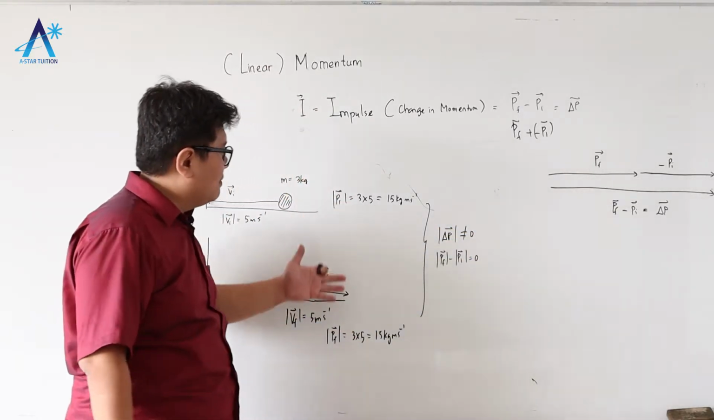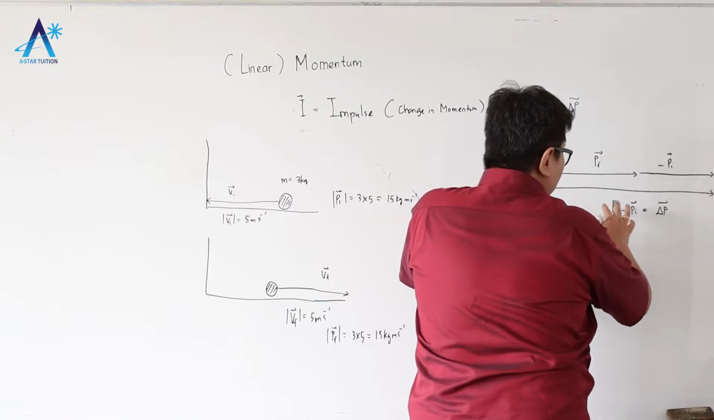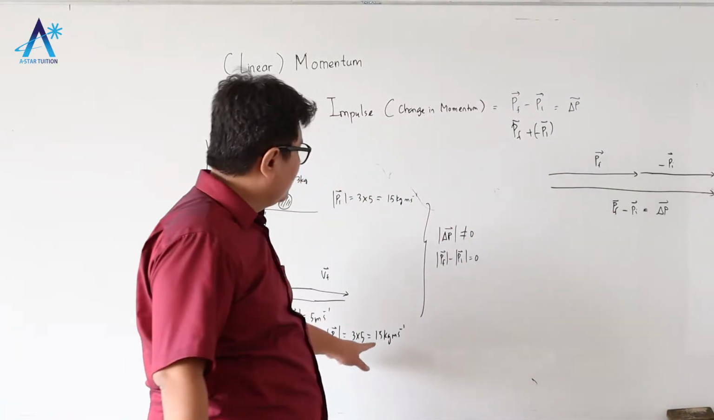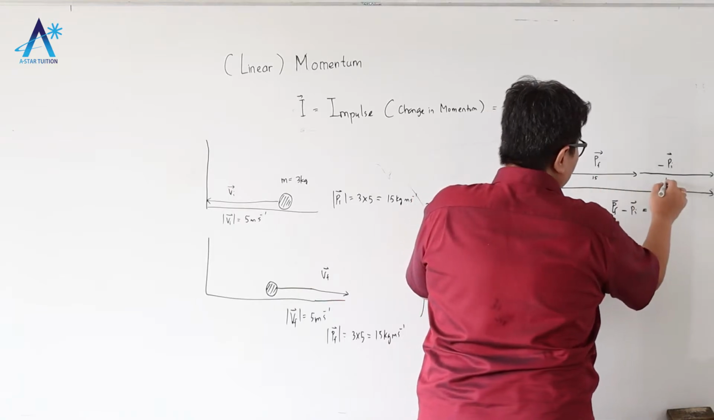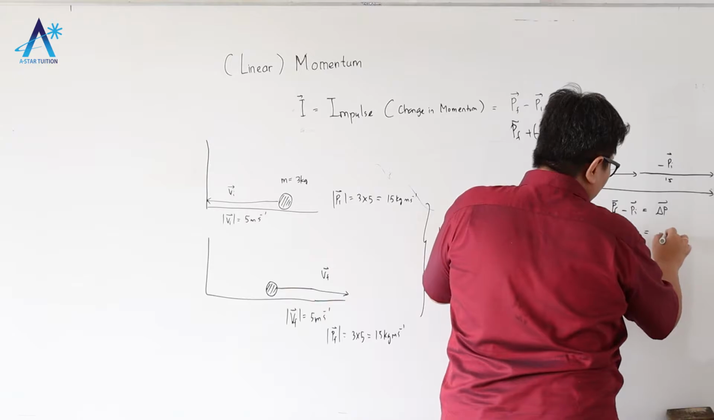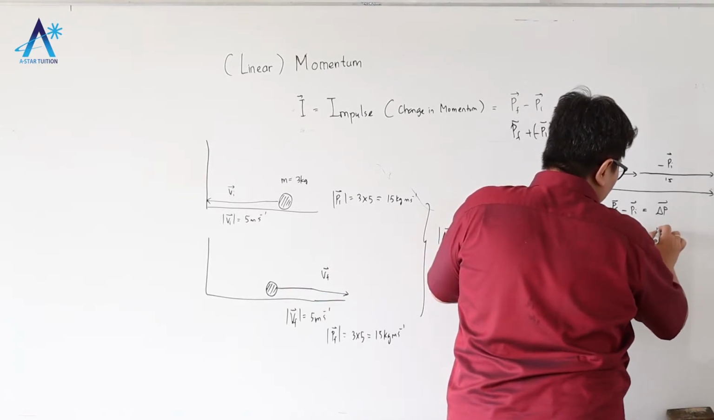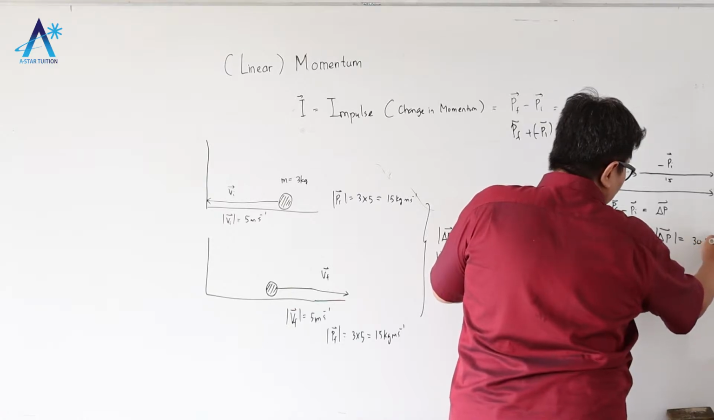It's not 15 minus 15. So in fact, it's actually equal to 30, because remember, this is 15 and this is 15, so the magnitude of the change is equal to 30 kilogram meter per second.